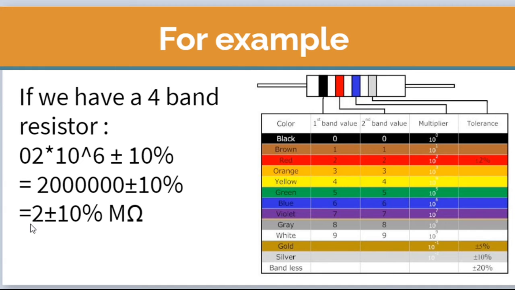And also we can say that this is 2 plus or minus 10% mega ohms, because 1 million ohm equals 1 mega ohm. So these 2 million ohms equal 2 mega ohms. So the value of this resistor equals 2 plus or minus 10% mega ohms.